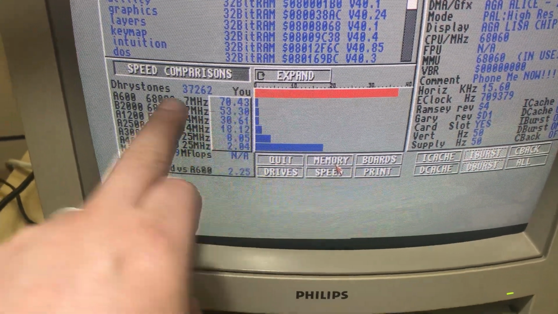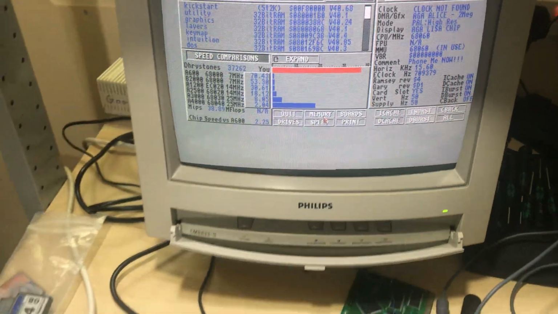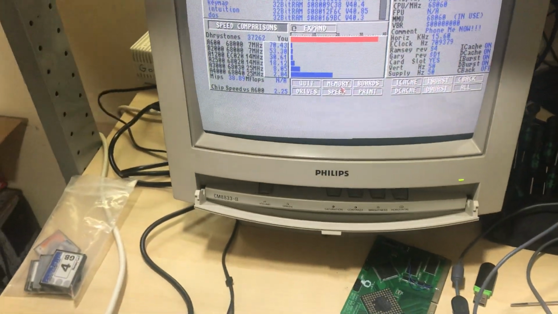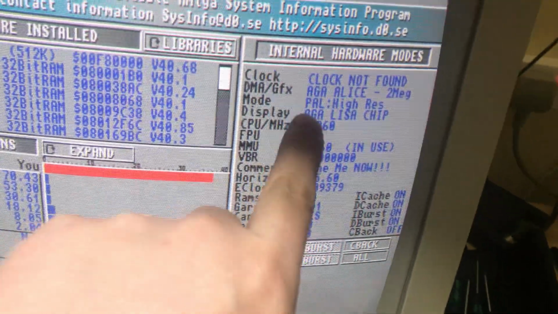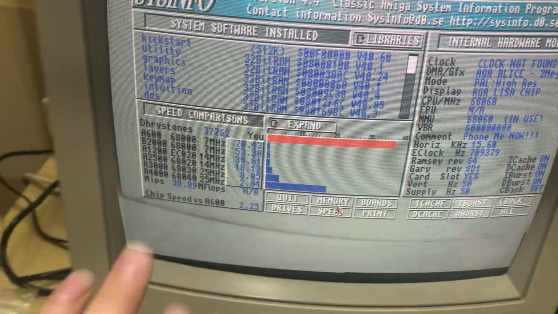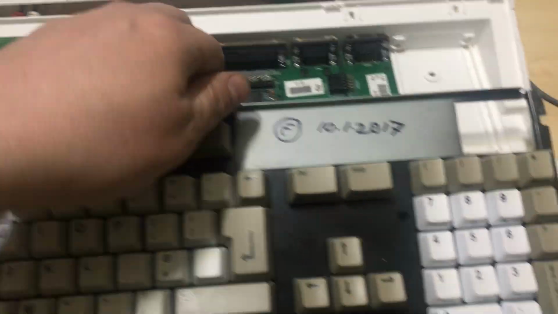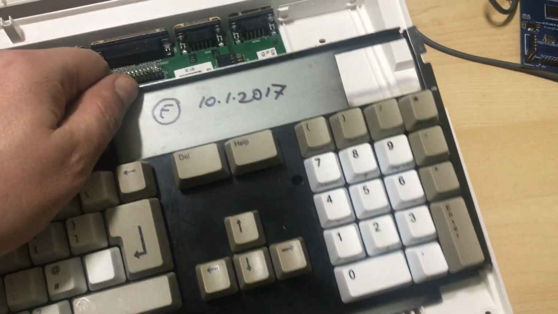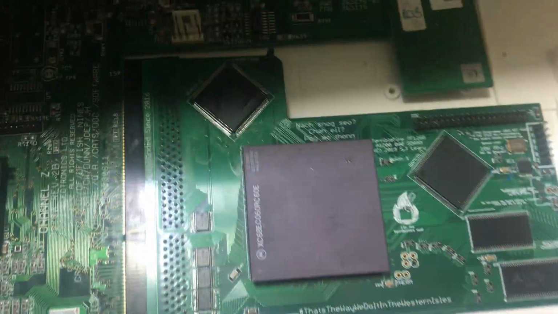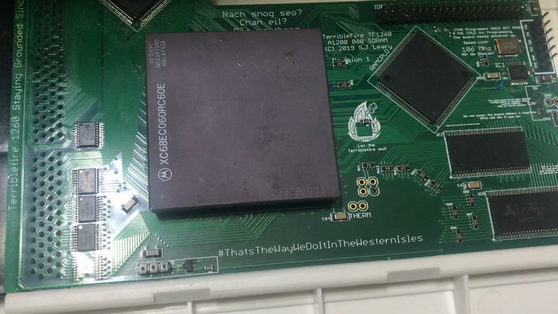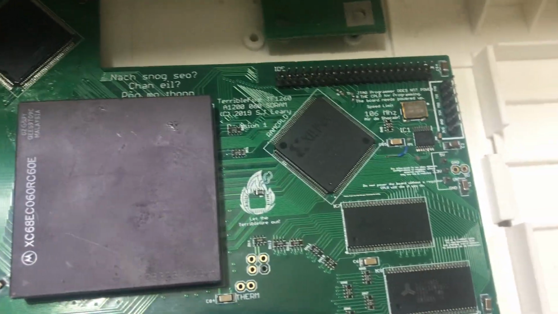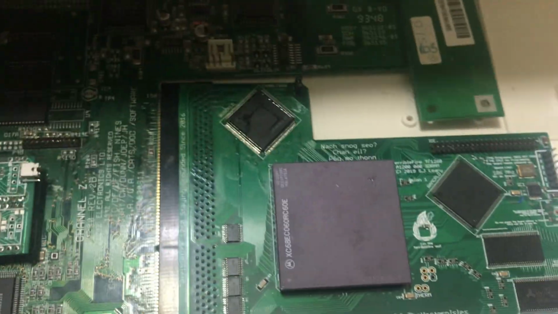70 times the speed of an Amiga 600, and I've had that to 141 when I clock it up at 100. This is only clocked at 50 at the moment. In here, I'm going to have a quick gander. You can see this is my own personal Amiga and my own personal TF1260, the one I actually kind of use moderately for day-to-day use.